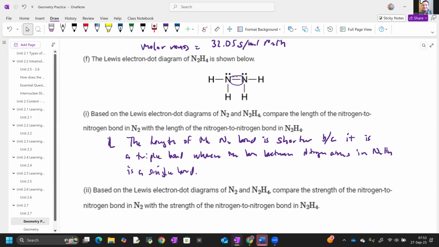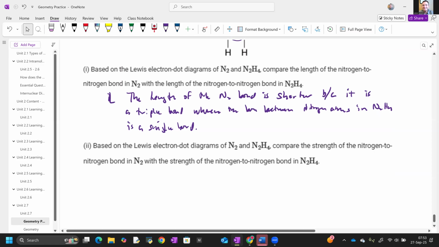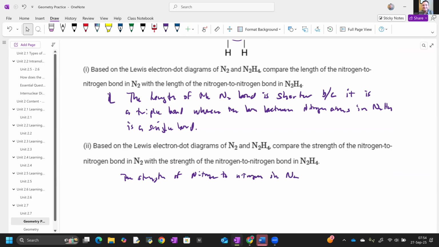All right, and then we look at, based on the electron dot diagram of N2 and N2H4, compare the strength of the nitrogen to nitrogen bond. Again, we can say the strength of the nitrogen, and you can write it exactly how they have it. Nitrogen to nitrogen bond in N2 is stronger. And that would answer the question. Why is it? Because it's a triple bond. Triple bonds are stronger and shorter than what we see in single bonds.